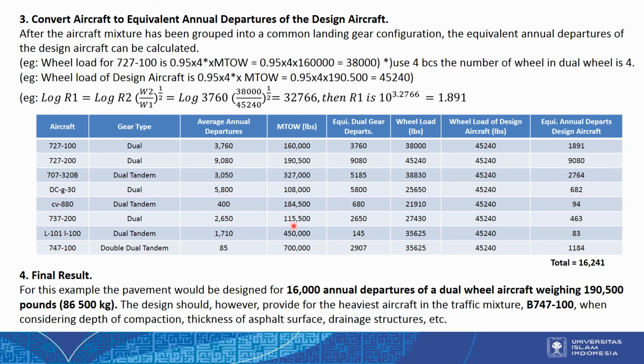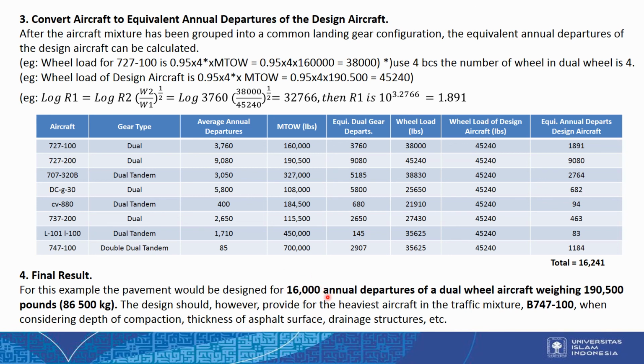The largest or the biggest MTOW is from the aircraft type 747-100, when considering depth of compaction, thickness of asphalt surface, drainage structures, and etc. So this is the final result.